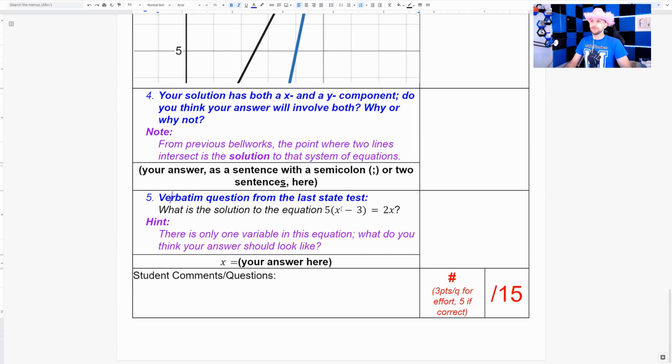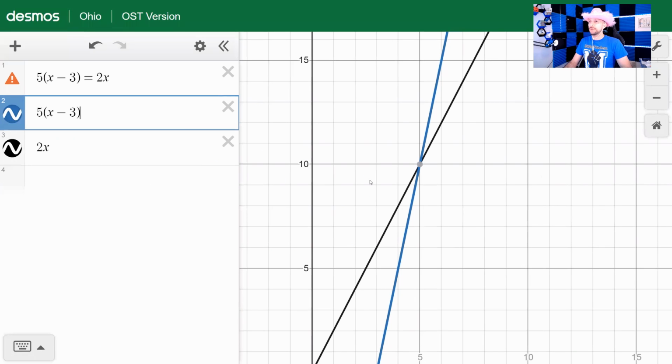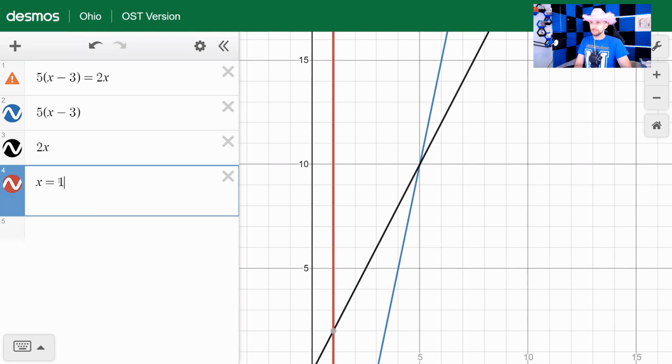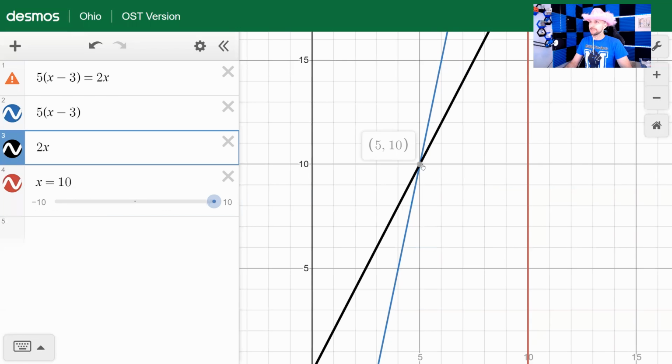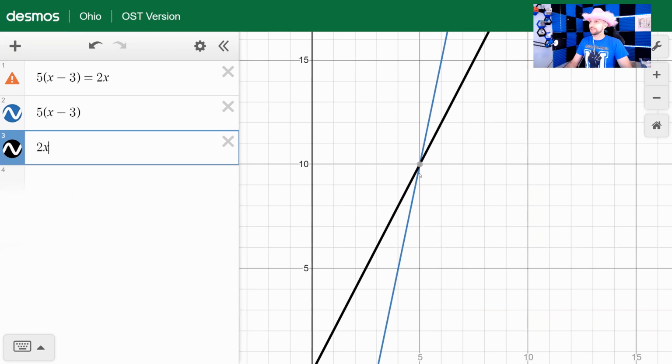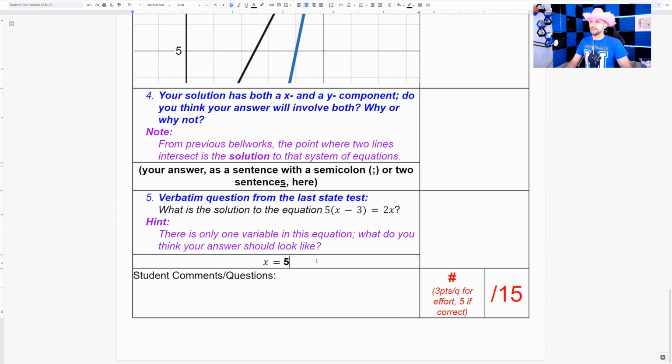All right, verbatim question from the last state test. What is the solution to the equation 5x minus 3 equals 2x? It's only one variable in this equation. What do you think your answer should look like? It's a good question. Thankfully, it already has x equals something. So what could that x be? Well, it probably looks like x equals 10. Oh, right. I write these x, y, so it should be x equals 5. Does that look like that hits our solution? Yeah, that's the x component. There you go. x equals 5 to be our solution.